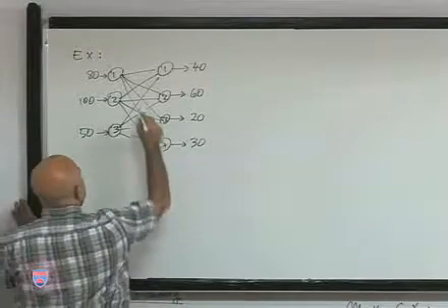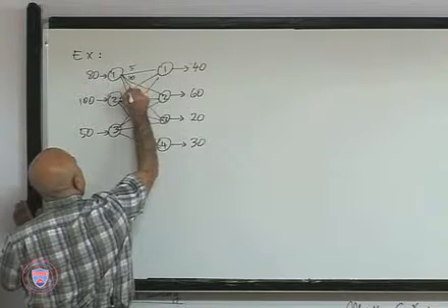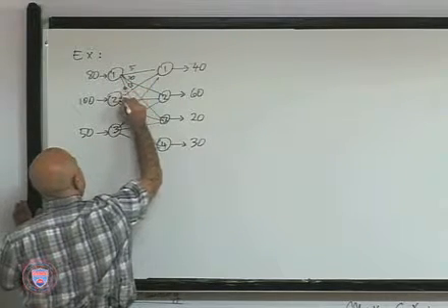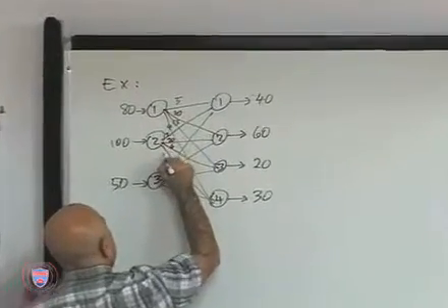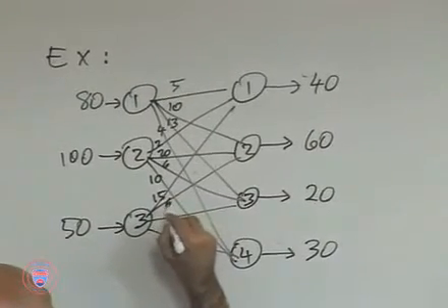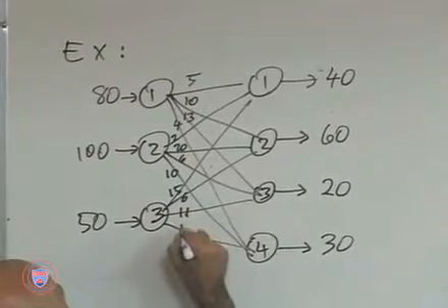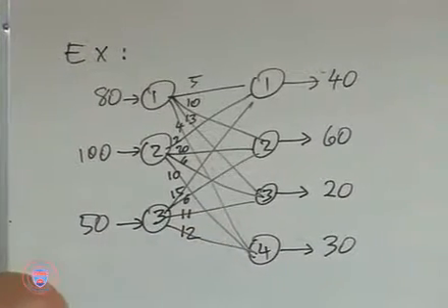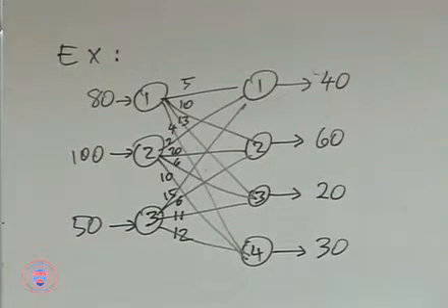Let's also assume certain costs here. The costs are 5, 10, 13, 4, 2, 20, 6, 10, 15, 6, 11, 12. I don't know, I just made up those numbers. I hope they make sense to you.